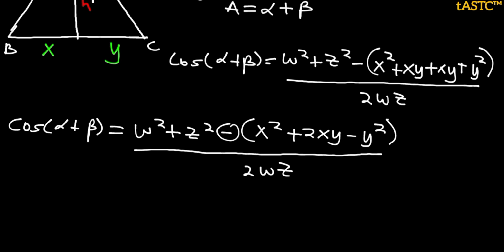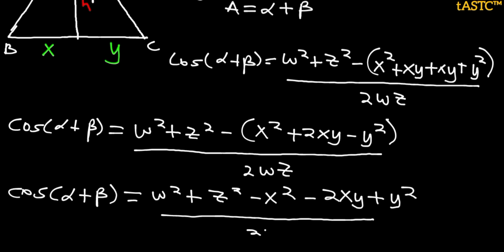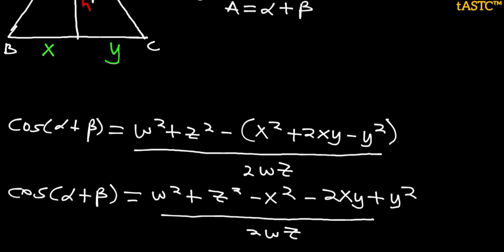Now I'm going to use this negative to try to FOIL this bracket. So this is what we're going to have: a negative x squared, a negative 2xy, and a negative y squared. This is all divided by 2wz. Now, we need to work some stuff here. So let us see how we're going to do it.